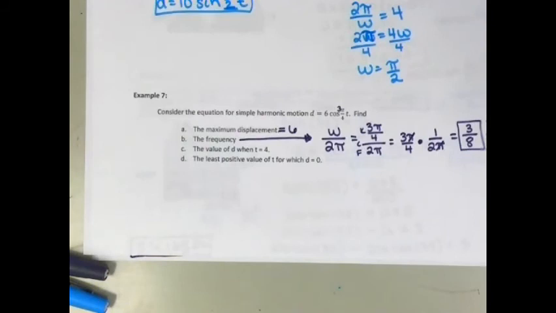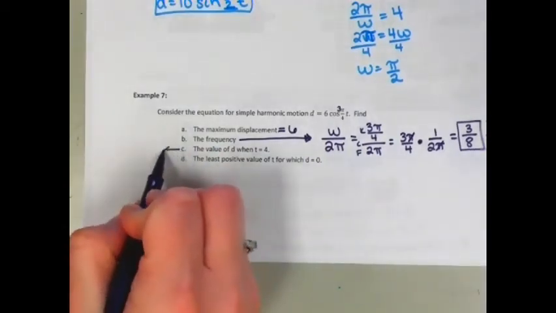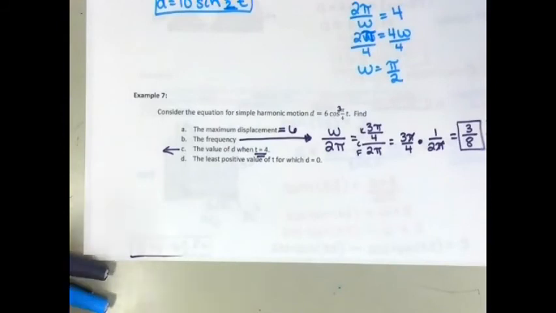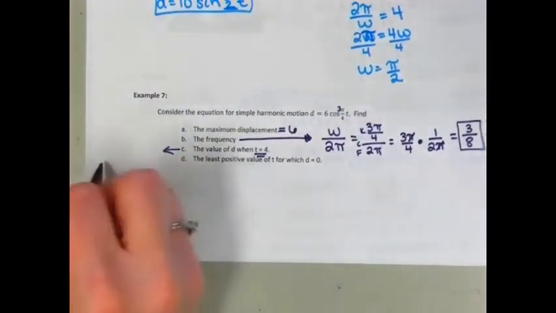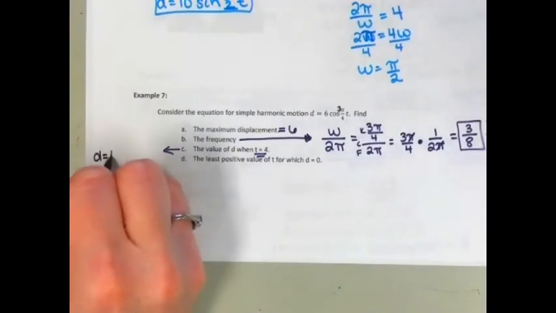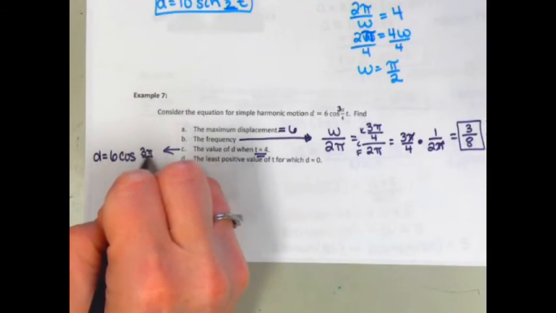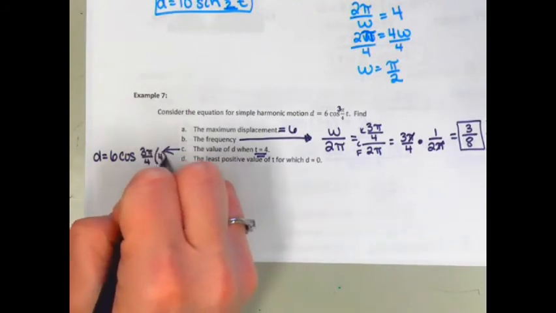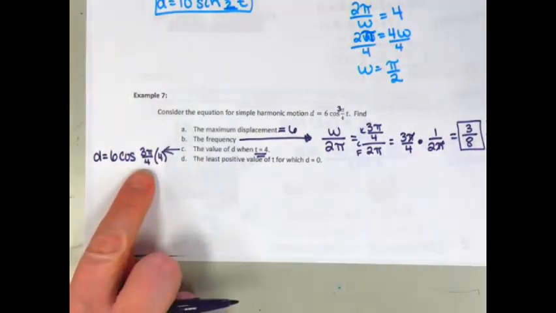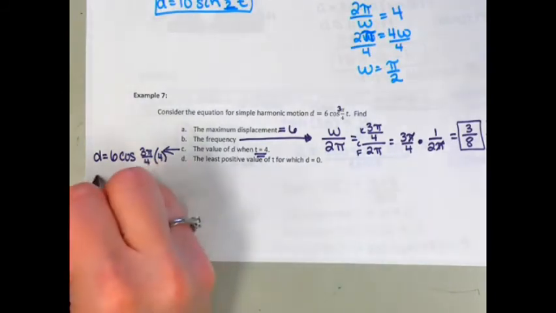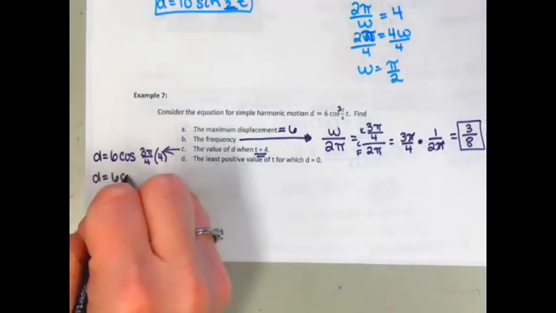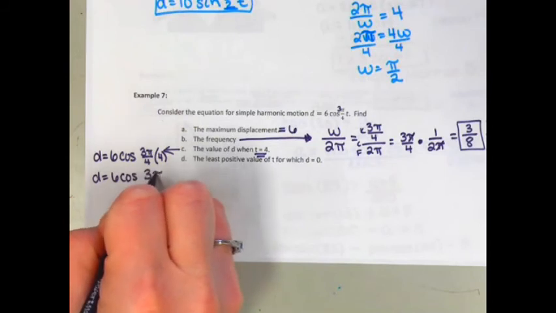The value of D when T equals 4. Can I plug 4 into T and solve for D? Yes, without a calculator. Let's try. All right, so D equals 6 times the cosine of 3 pi over 4 times 4. What's 3 pi over 4 times 4? Yeah, 3 pi.